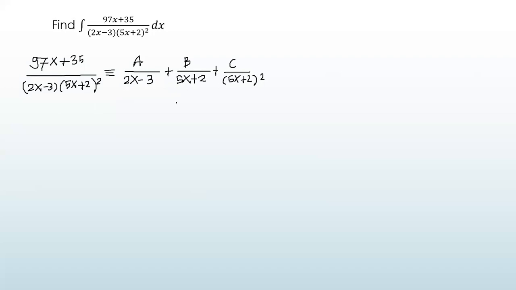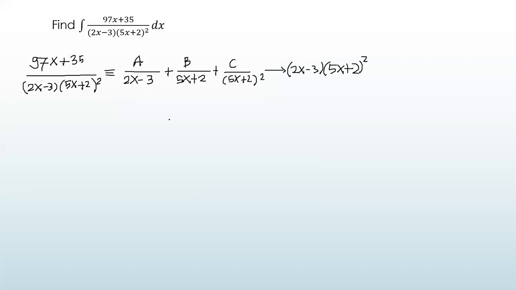Look at this denominator: 2x minus 3 times (5x plus 2) squared. So you have to calculate with this denominator, 2x minus 3 and (5x plus 2) squared.